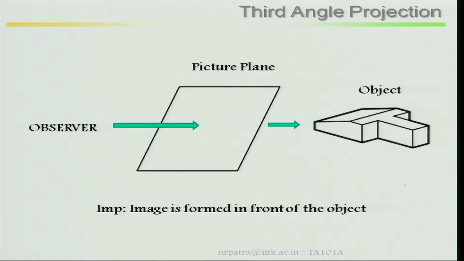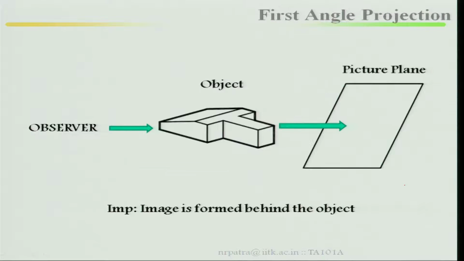Now come to third angle projections. Look at here. If I say this is the observer, this is the picture plane, this is the object, the image is formed in front of the object. If this is the object, observer is fixed, image is formed in front of the object.